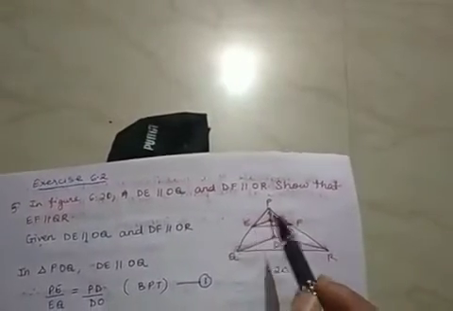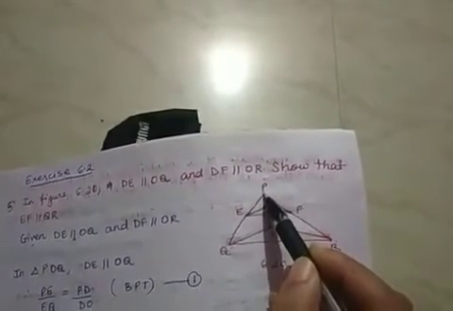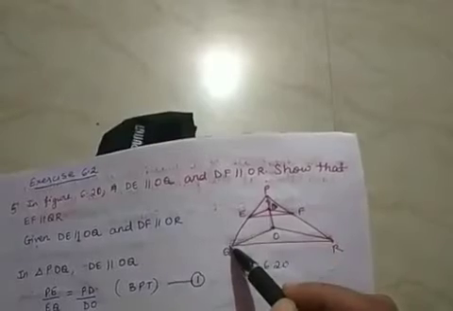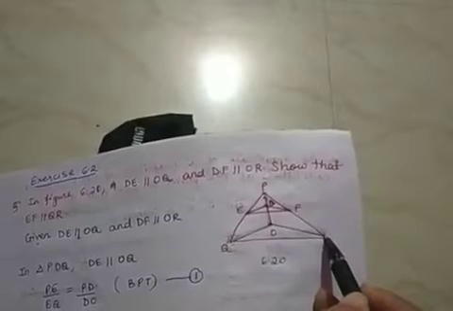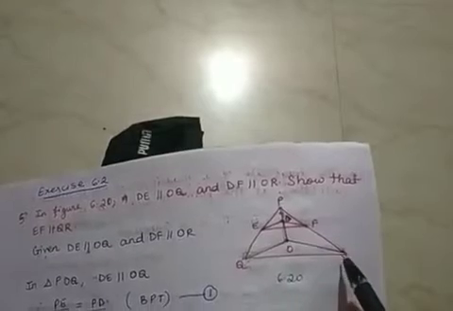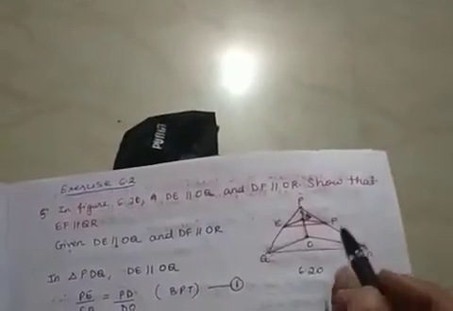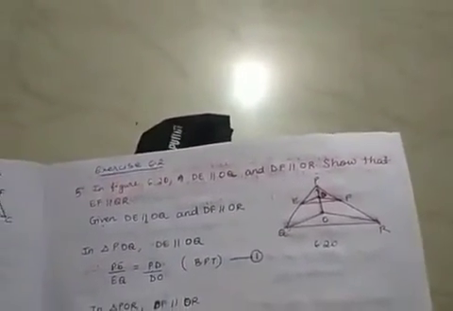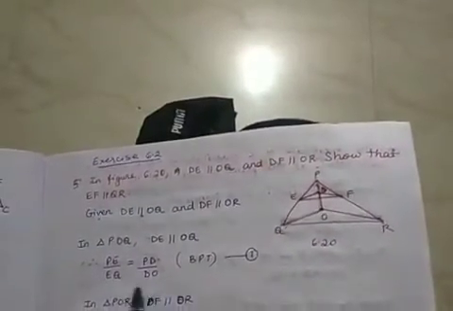Now what you are asked to show is EF is parallel to QR. If I show that PE upon EQ will be equal to PF upon FR, that is, if I show that these two sides are proportional, then I can say that this line is parallel to this line, correct, by using converse of BPT. So that is the basic idea that we are using here. Whatever is given to us, we have to use that information to show this. So I told you these two lines are parallel, so I can consider this triangle, and from that I get this ratio.